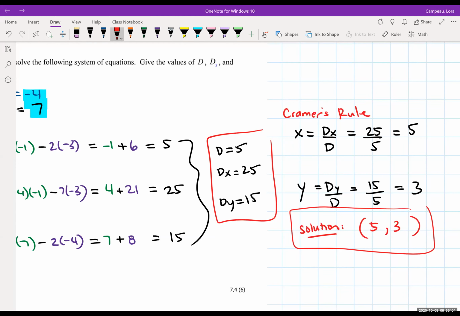So that's how you use Cramer's rule to solve a system of equations. You can extend this to 3 equations and 3 variables, and you'll probably be wondering how. Well, stay tuned for the next example.